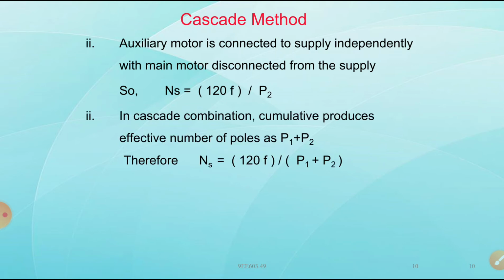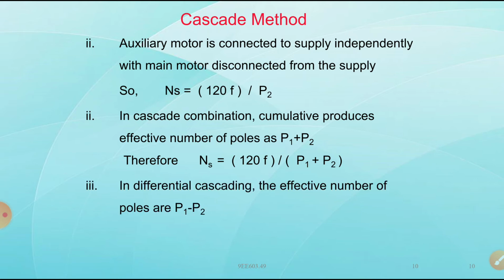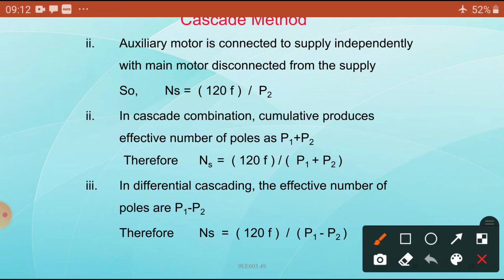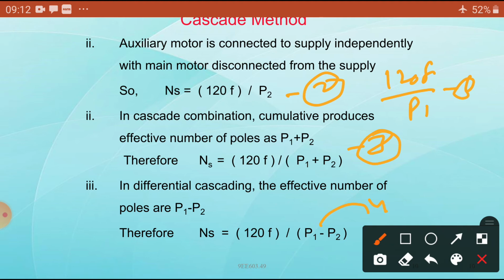In cumulative cascading, the effective number of poles is P equal to P1 plus P2, so the synchronous speed is NS equal to 120F by P, where P is P1 plus P2. That is another speed. In differential cascading, the effective number of poles is P1 minus P2, so we get another speed NS equal to 120F by P1 minus P2. So we have 120F by P1 as the first speed, 120F by P2 as the second, and the cumulative and differential speeds as the third and fourth. We get 4 variations of speed.